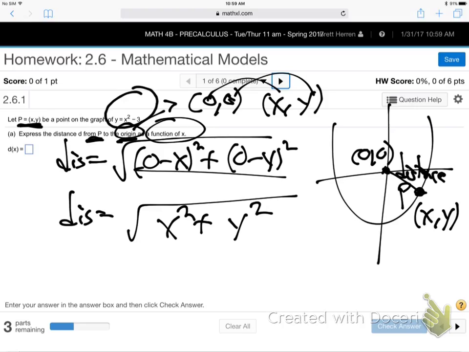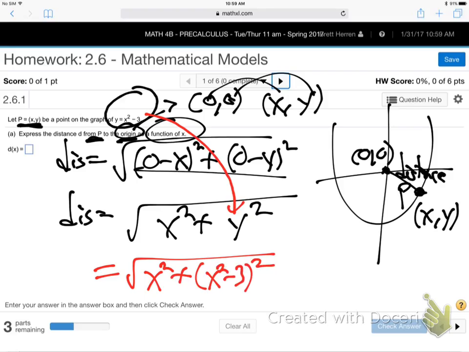Is that making sense, what I'm doing? So plug that in right there: x squared plus (x squared minus 3) squared. See what happened there? So now it's a function of x. It's only x. Because that's what it means. This is the curve y equals x squared minus 3. If you're the point xy on that curve, that means your y value is equal to your x value squared minus 3. That's the relationship between x and y for any point on that curve. That's what an equation is: a relationship between the x values and the y values on the curve.